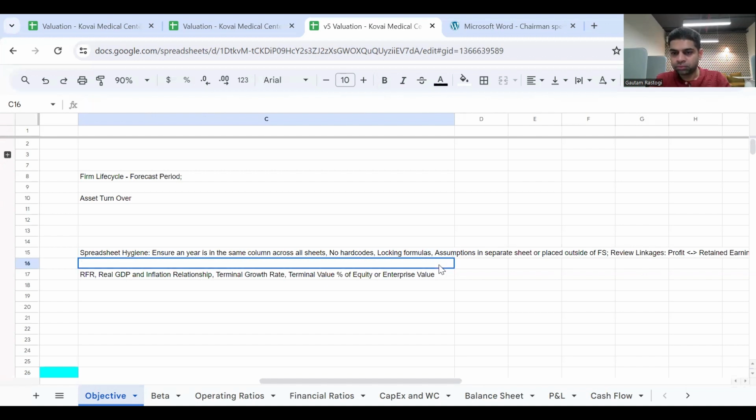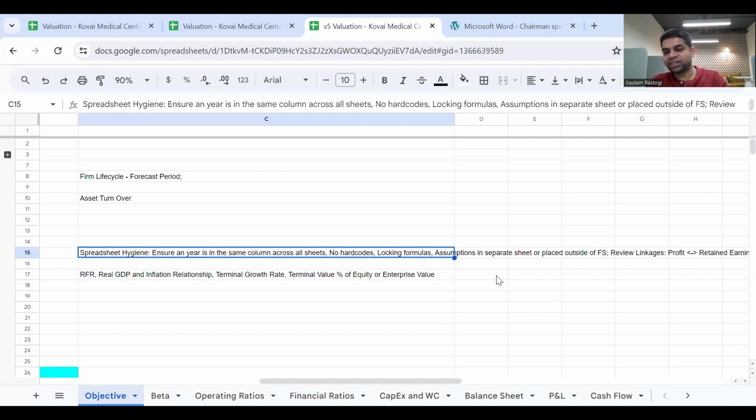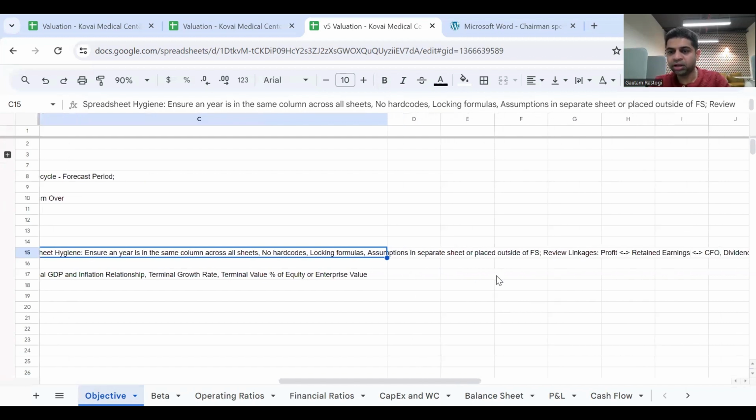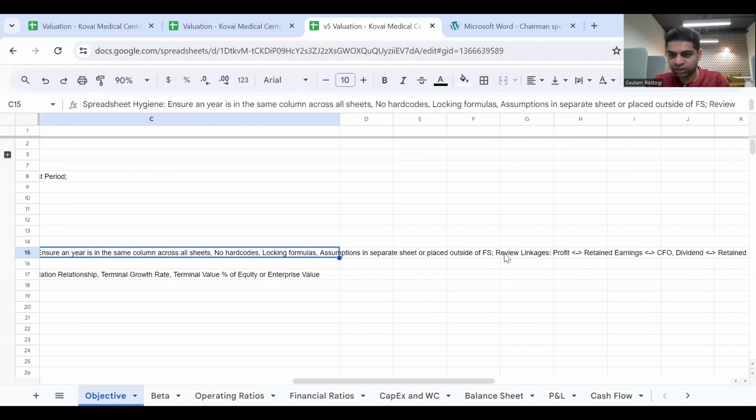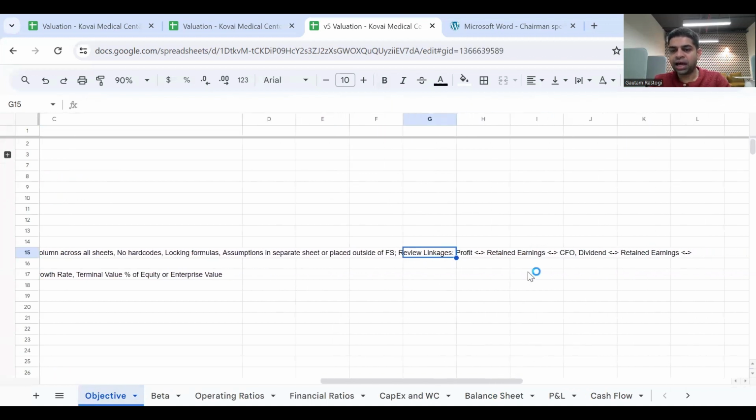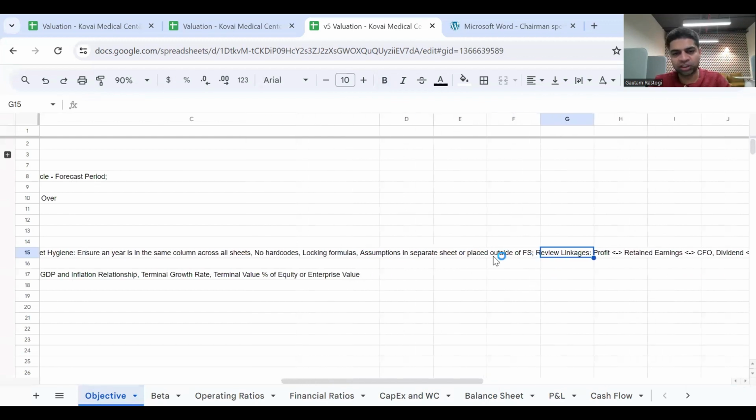And again, assumptions always placed in a separate sheet, always document assumptions to the extent possible. It will help you debug, help you go back and check where the problem occurred. And always review linkages. That's next. So I've mentioned a few of the linkages here.